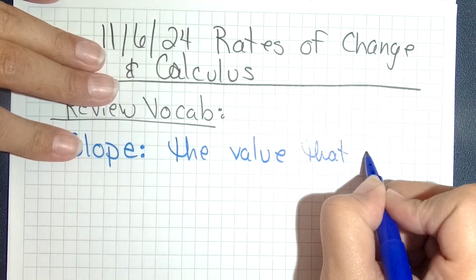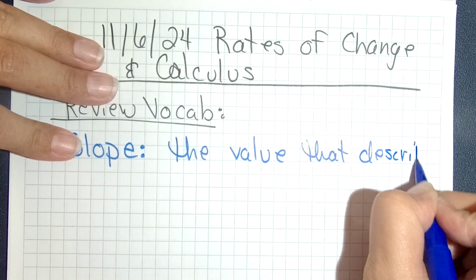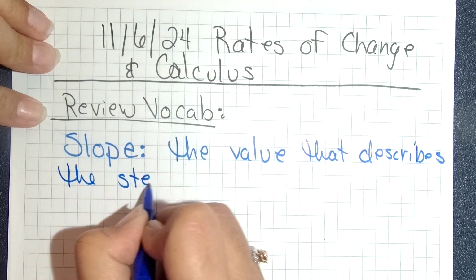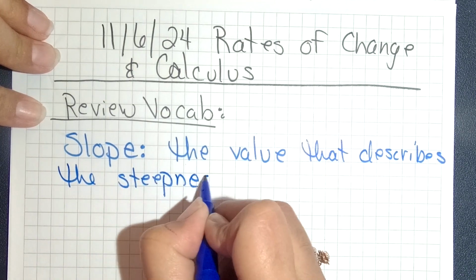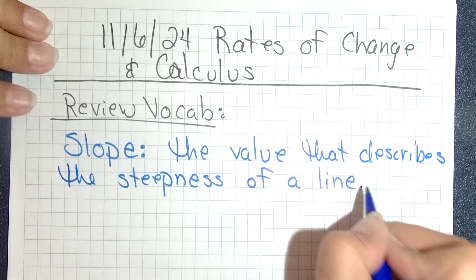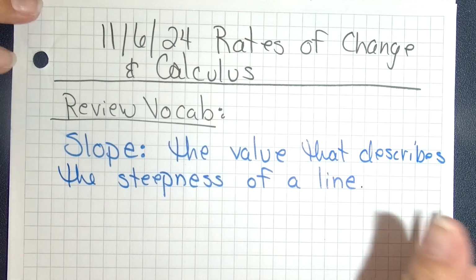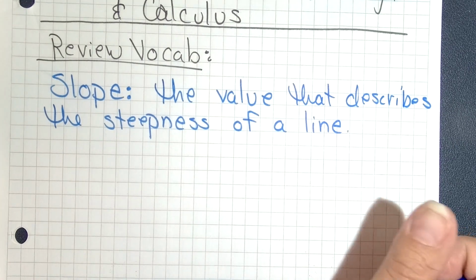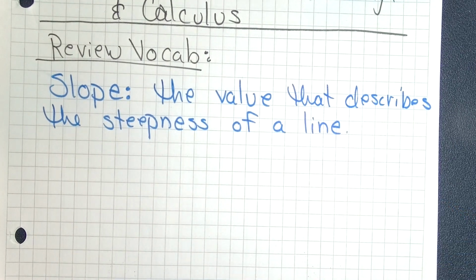That describes the steepness of a line. It is the value that describes the steepness of a line. So it can be positive, it could be negative, it could be a whole number, it could be a decimal, it could be a square root. Okay, it's going to be some number that we calculate.